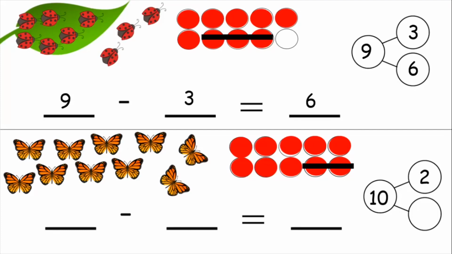How many butterflies are left? Well, you could count the butterflies, right? Count that part. Or take a look at the counters. How many counters do I have left? Well, I have a 5 group and 3 more. Do you know what that is? That's 8. There were 8 butterflies left. Now let's write a number sentence. 10 take away 2 equals 8. Very good, boys and girls.